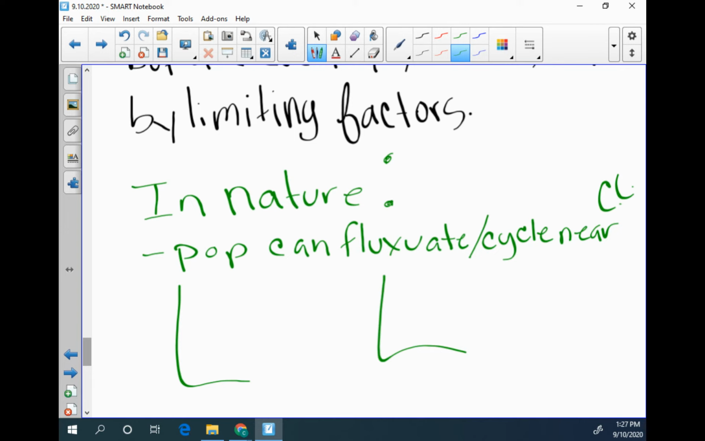So if this is our logistic growth curve, a lot of the times, if this was a real population, it can fluctuate. So it'll go up, up, up, and it'll just kind of flirt with that line, going up and down and up and down. Or it can cycle, where it'll go up, reach carrying capacity, come back down, go up, and cycle like that.